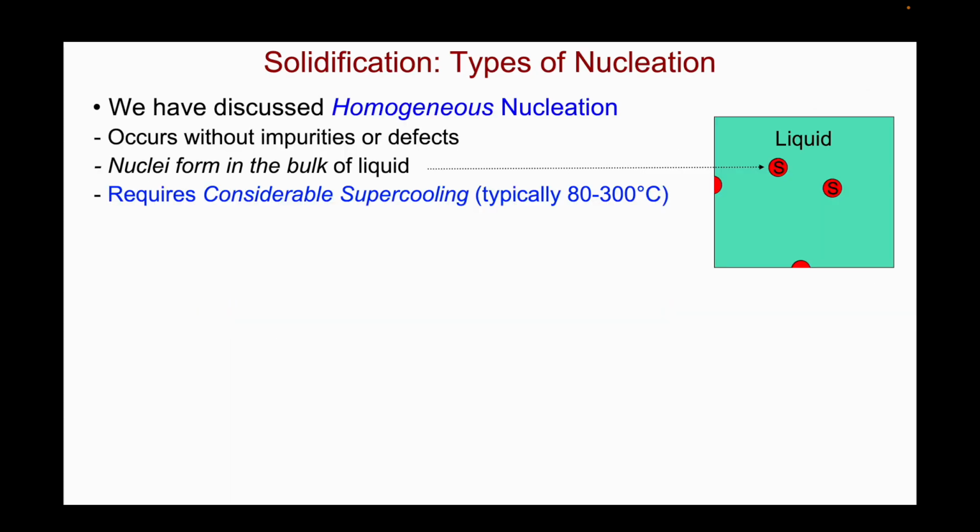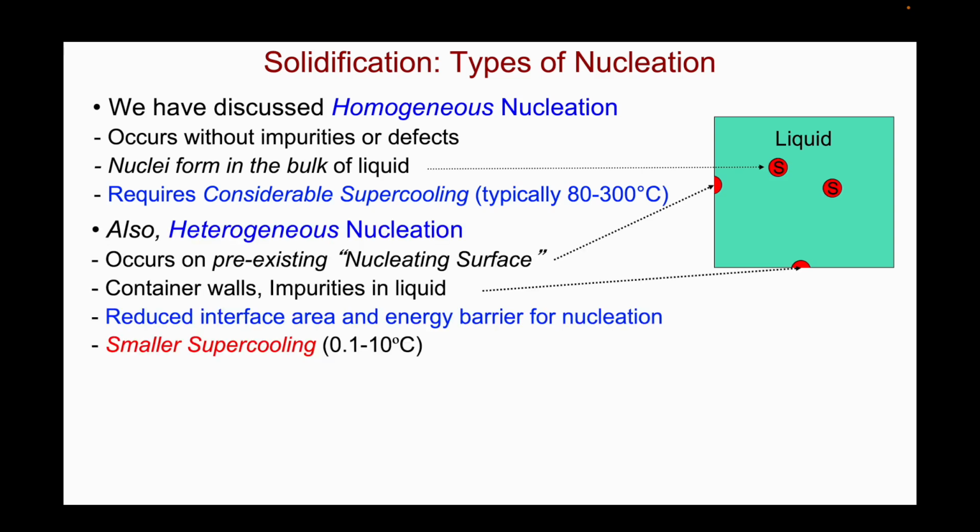Finally, we should clarify the difference between homogeneous and heterogeneous nucleation. Everything we have discussed is called homogeneous nucleation, where the nuclei form in the bulk of the liquid, and the incubation does not involve impurities or defects. Here, solidification can require significant supercooling, often between 80 and 300 degrees C.